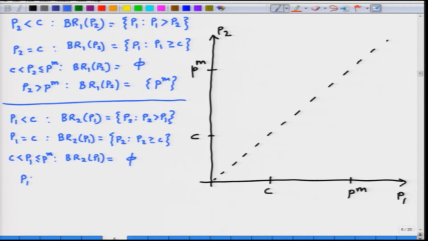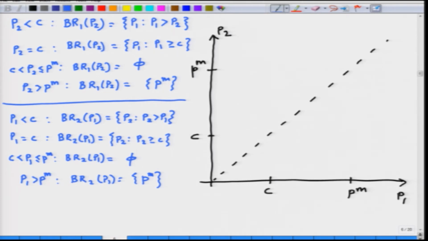And finally, if firm 1 chooses a price greater than Pm, firm 2's best response is essentially charging the monopoly price. So, there is a lot of symmetry here. We have the entire characterization of best response functions for firm 1 and for firm 2. Now, what is left? To figure out the Nash equilibrium, we need to ask where the best response functions intersect.